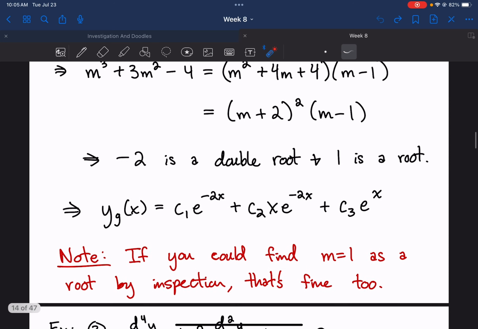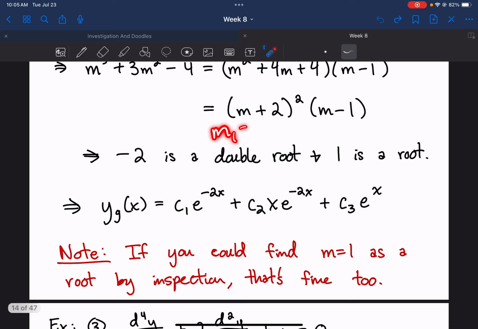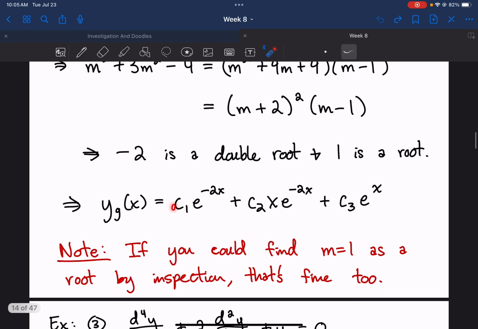Now, that means we have m1 equals negative 2, m2 equals negative 2, and m3 equals positive 1, right? We've got a double root and a root. So to write down our general solution, we just do c1 e to the negative 2x plus c2 x e to the negative 2x, where this is the repeated root. And then we tack on c3 e to the 1x, since that was just a normal root. Also, if you can find this as a root just by looking at it, then that's fine too, right?